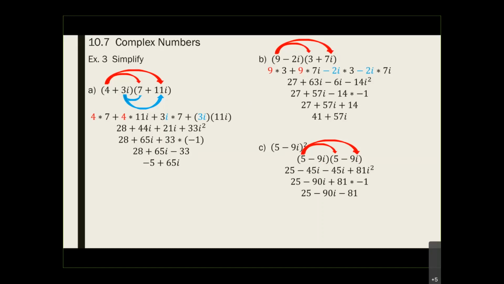25 minus 90i minus 81, because negative 1 times a positive 81. And again, 125 minus 81 will give you 56 minus 90i, which is your answer here.